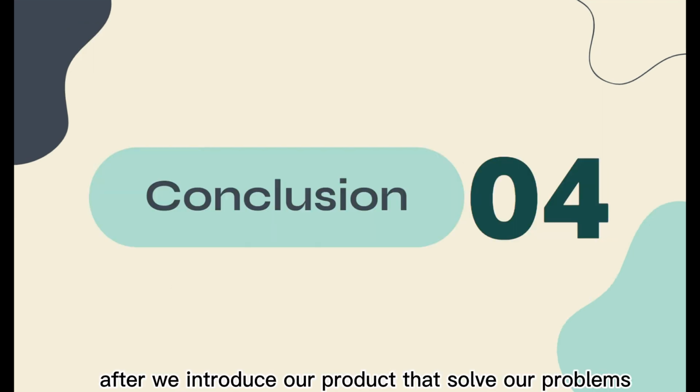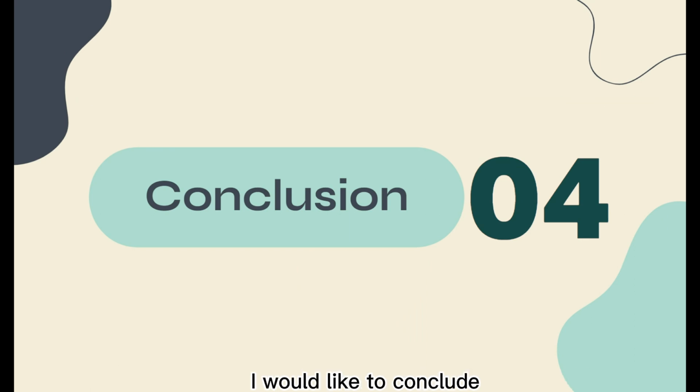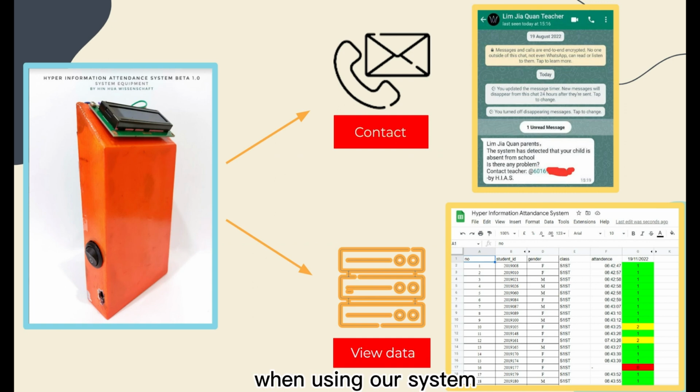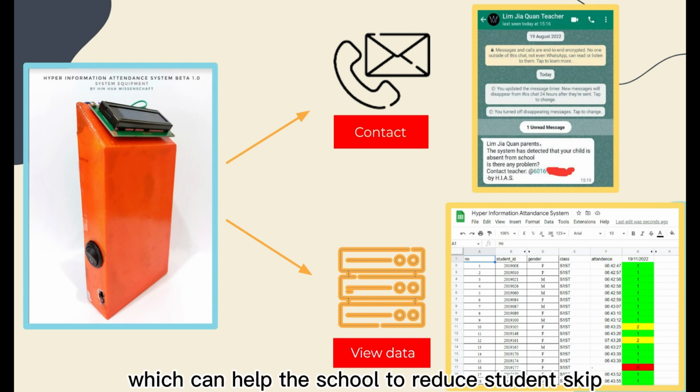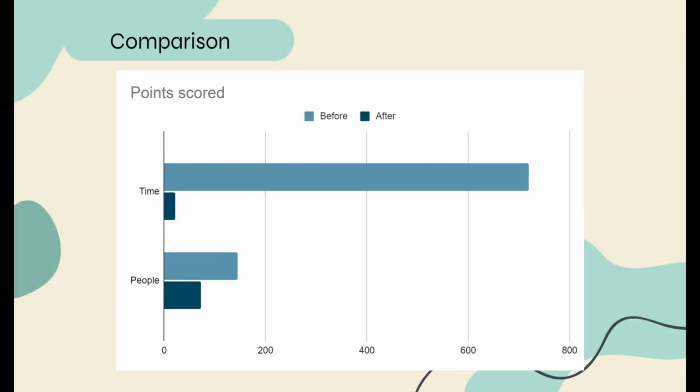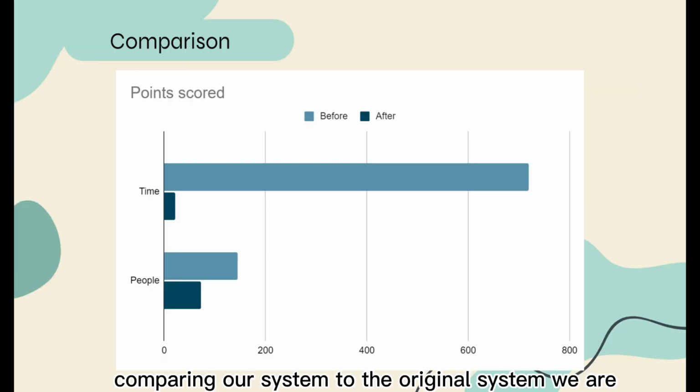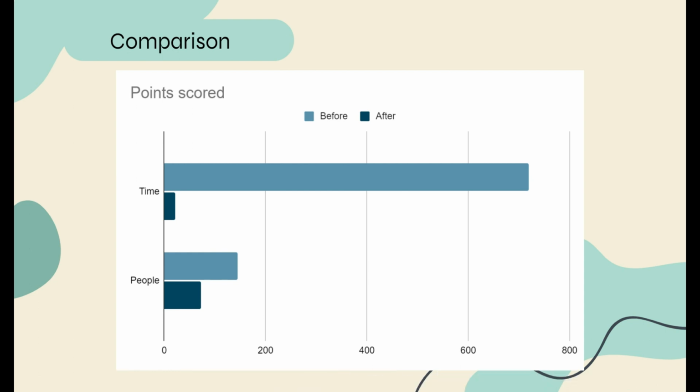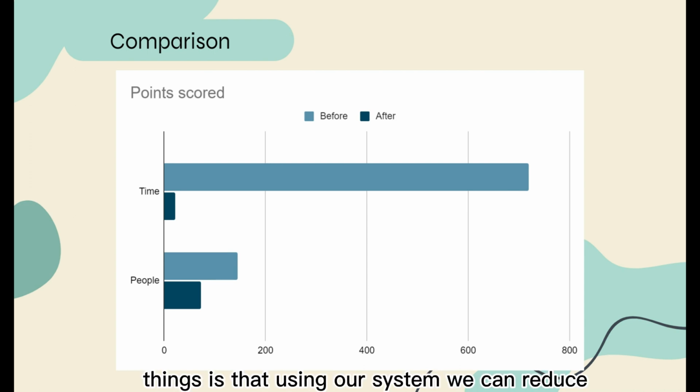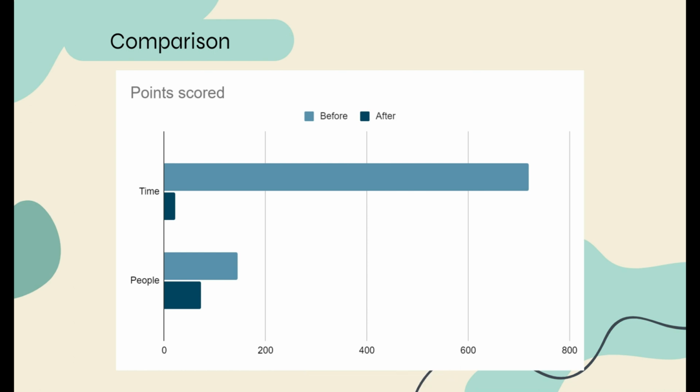After we introduce our product that solves our problems, I would like to conclude some important details of our product. Using our system, we can take attendance at any place that has Wi-Fi. The teacher also can directly contact student parents, which can help the school to reduce students' chance of skipping class. Comparing our system to the original system, we are able to reduce 72 people in the attendance procedure. And the most exciting thing is that using our system, we can reduce 97% of time.